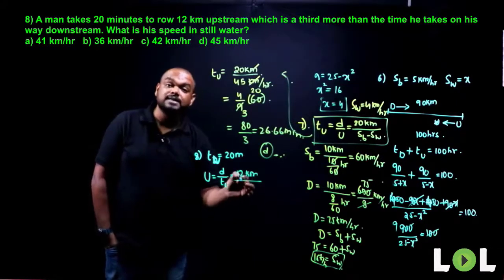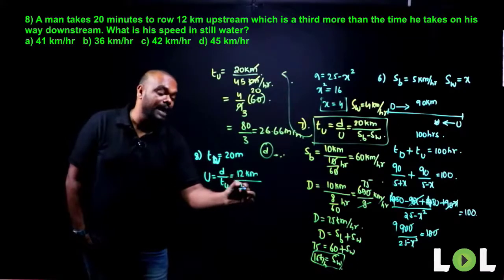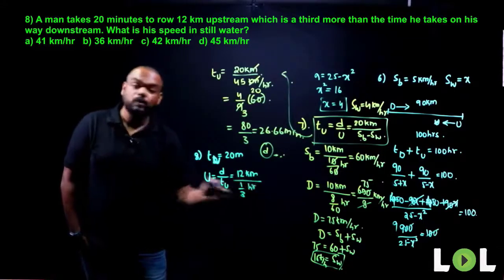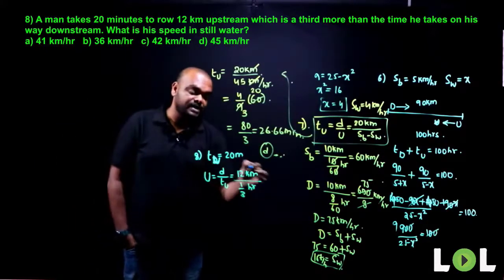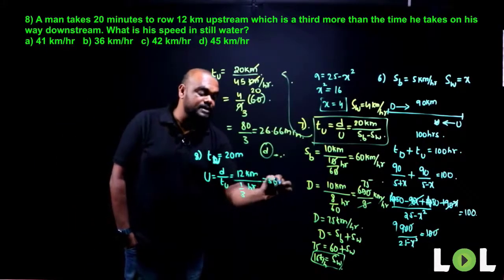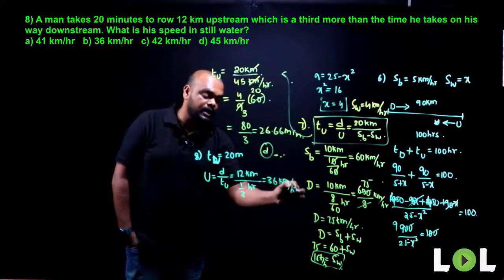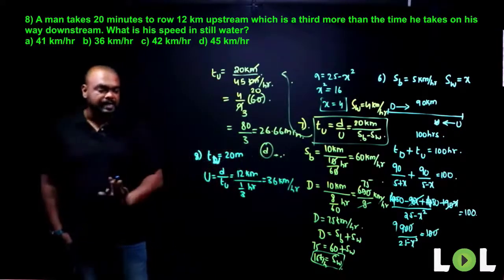Convert it into hours. 20 minutes converted into hours by dividing with 60. 20 by 60, 1 by 3 hours. 3 goes to the numerator. 36 kilometer per hour. Okay, let it be like this. Let it rest for some time.